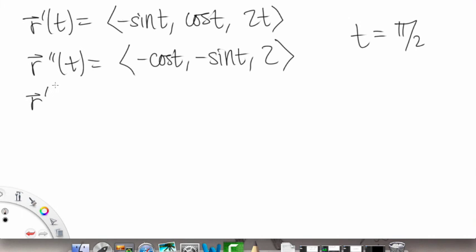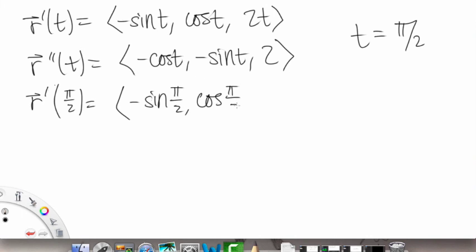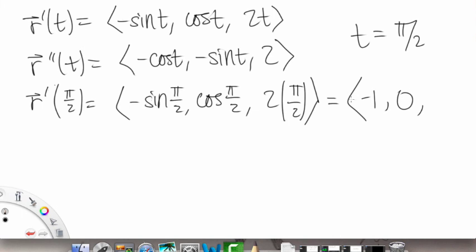Okay, so r prime at t equals pi over 2. Let's plug that in and see what we get. This is negative sine pi over 2, then cosine of pi over 2, and then 2 times pi over 2. This simplifies to the following. Negative sine pi over 2 is negative 1, cosine pi over 2 is just 0, and the 2's cancel, so we just get pi. Okay, so this is r prime evaluated at our t value of pi over 2.